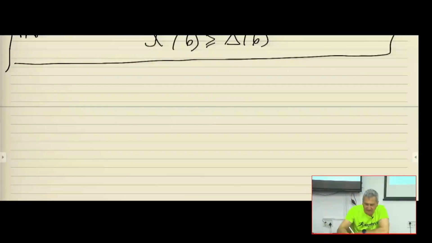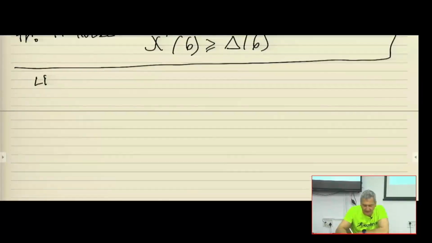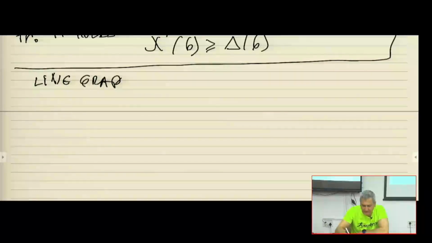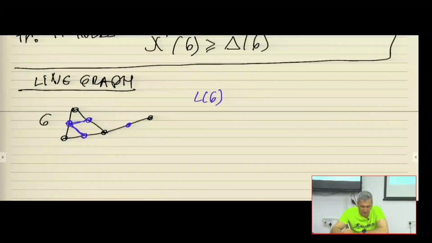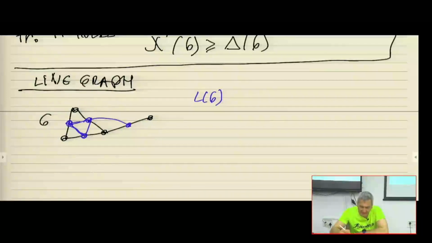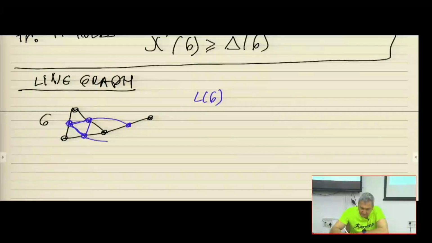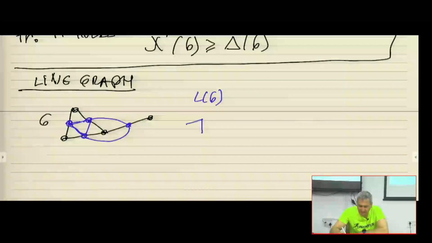Okay, so let's repeat the line graph quickly. If we have a graph G, we build the line graph L(G) by putting a vertex in the middle of every edge, and then connecting two blue vertices if the corresponding edges share a common end vertex. So it will be like this. This diamond graph is the line graph of our previously drawn graph.